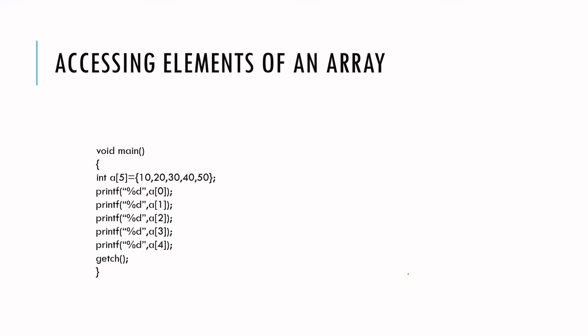For example, if I would like to refer to the element 10 here, since the element 10 is the first element, I can refer to it by means of the index 0. That's why I can type it here as printf of %d, a of 0. And in the same way, I can refer to the rest of the elements by means of their corresponding indices.